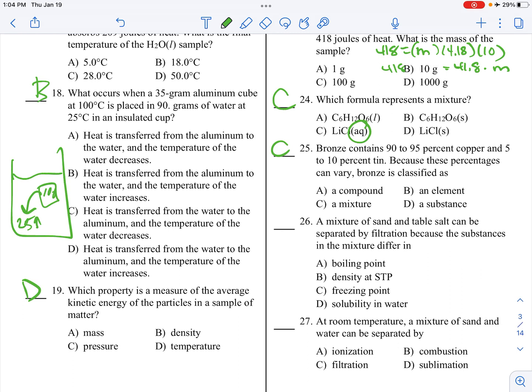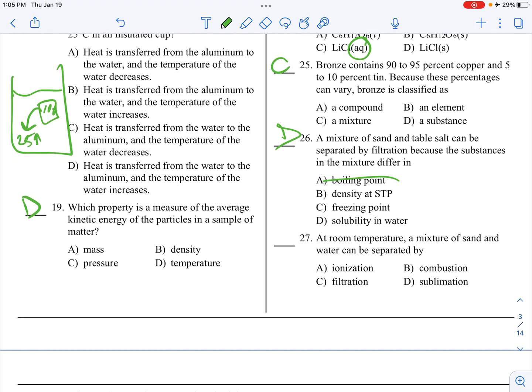A mixture of sand and table salt. Oh, hold on. No, I don't want to look at that. It can be separated by filtration because they differ in... Okay, so I don't know the boiling point of these. That's not it. Densities, sure, I guess they would have different densities, but that's not how they can be filtered out. Think about what a filter does. Filters keep big things out. And so sand will stay in the filter, but table salt can go through the filter as long as you dissolve it in water. So you got to do that.